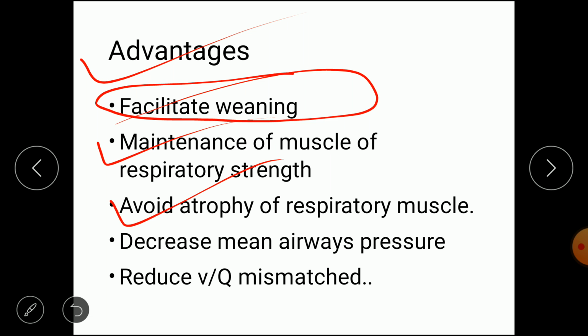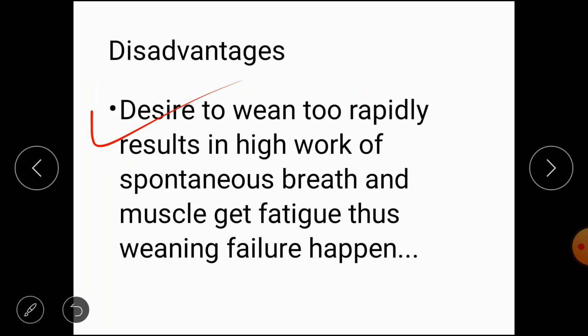Fourth, decrease mean airway pressure and reduce ventilation and perfusion mismatch. Disadvantage: desire to wean too rapidly results in high work of spontaneous breathing. If we want to take the patient to weaning, our desire for weaning is very high. The patient no longer wants ventilation through the mechanical ventilator; the patient wants to breathe by itself. So desire to wean too rapidly results in high work of spontaneous breathing and muscle fatigue.